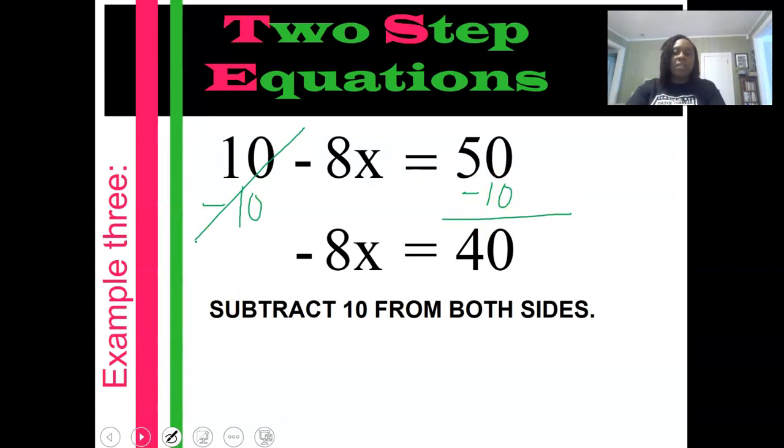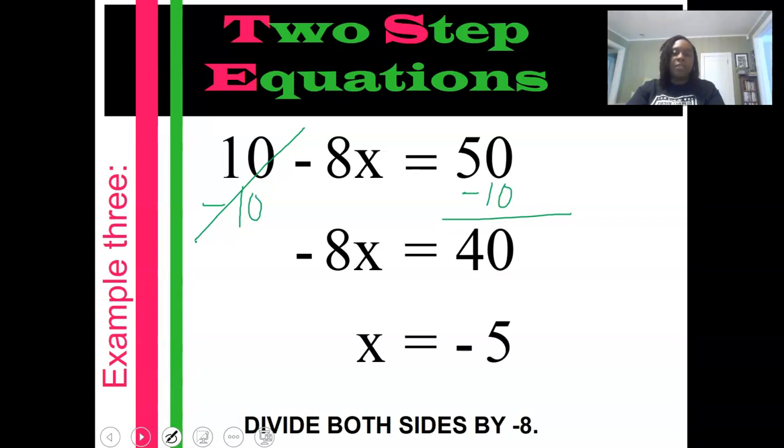And again, to isolate the variable, we get rid of the coefficient in the front. So we're going to divide both sides by negative 8. And so we end up with x equals negative 5.